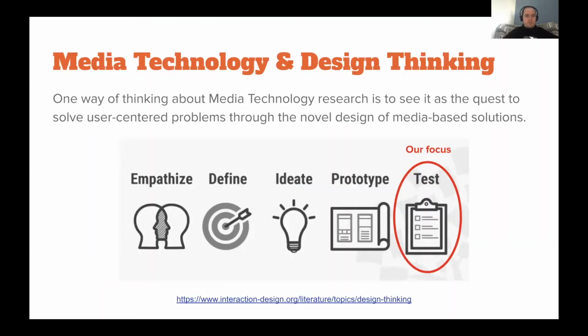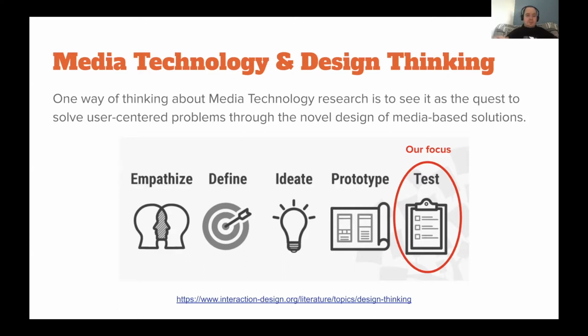So we talked about media technology and design thinking. We talked about how doing research in media technology can be considered as a way of doing design, or a way of applying design thinking, right? Design thinking is a very broad, very general concept. It can include many different things, but for media technology, it's constrained to, let's say, solve user-centered problems through the novel design of media-based solutions, right? There's some constraints inside the idea of design thinking when applied to media technology.